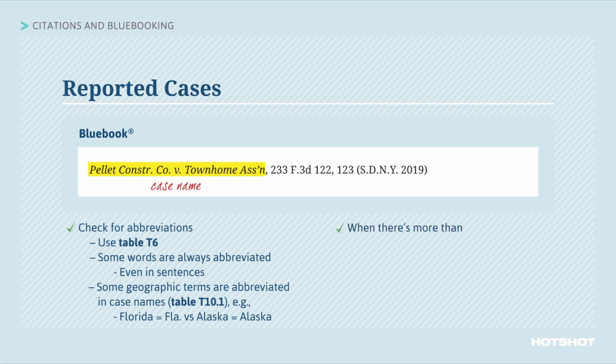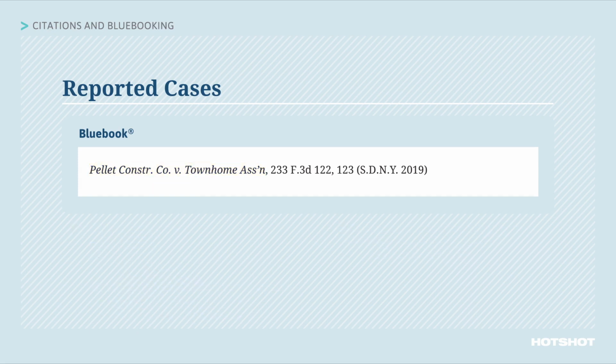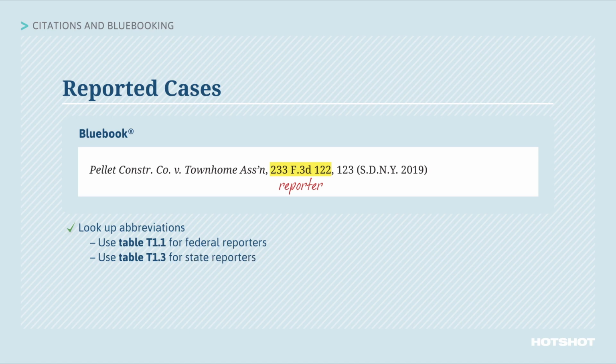If there's more than one plaintiff or defendant, just include the first party, and there's no need to say et al. For reporters, the abbreviations are something you have to look up. Tables T1.1 and T1.3 list all the federal and state court reporters.